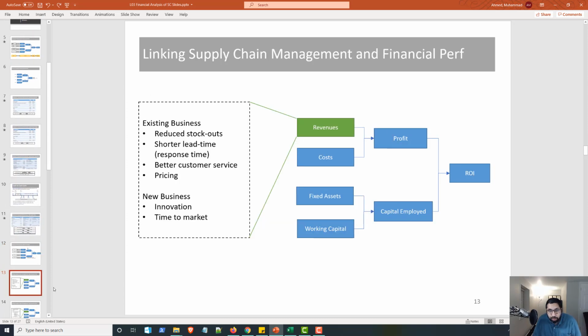Okay. Now let's talk about what supply chain decisions are actually going to impact these 4 drivers of revenues, cost, fixed assets, and working capital.